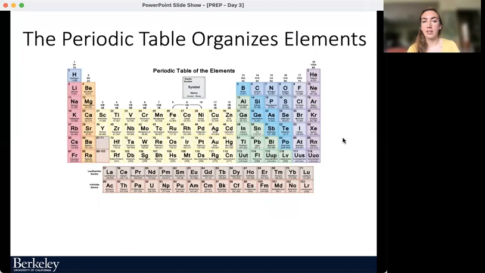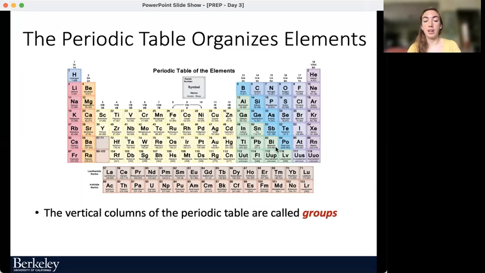Okay. So the periodic table organizes these elements, first of all, in order by atomic number, as we've talked about. But we also have different names for the rows and the columns. So the vertical columns are called groups. So this, for example, is group 1. And elements in a group tend to behave pretty similarly to each other.